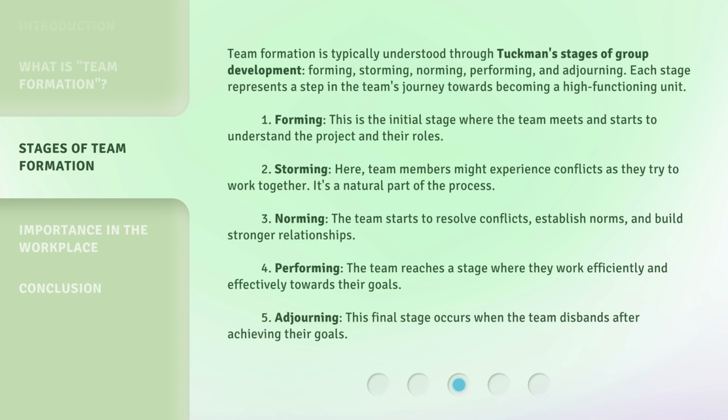3. Norming. The team starts to resolve conflicts, establish norms, and build stronger relationships. 4. Performing. The team reaches a stage where they work efficiently and effectively towards their goals. 5. Adjourning. This final stage occurs when the team disbands after achieving their goals.